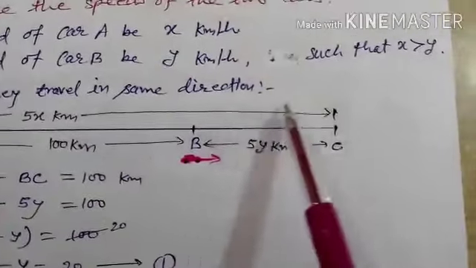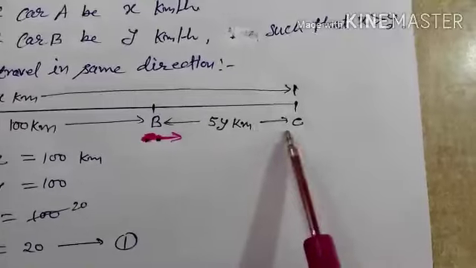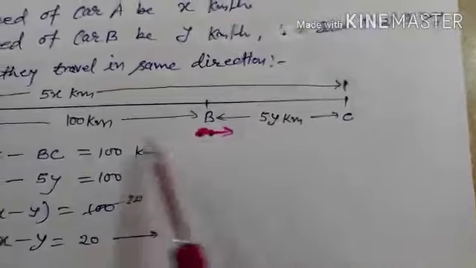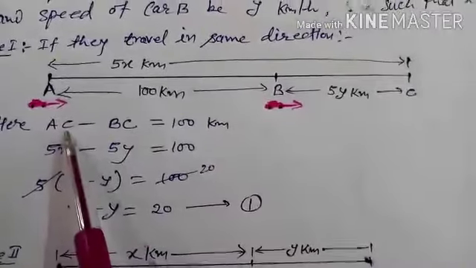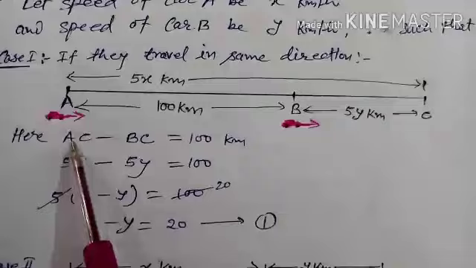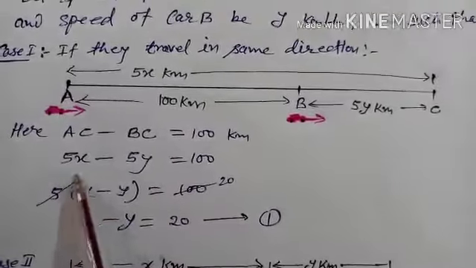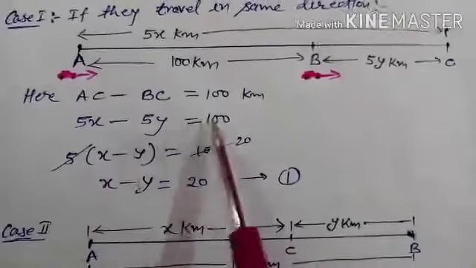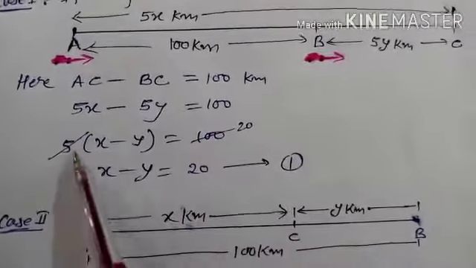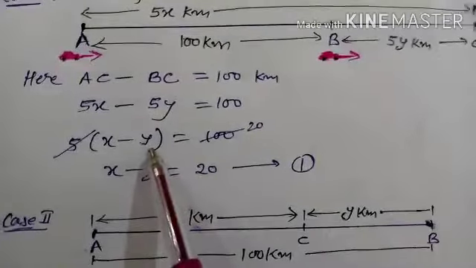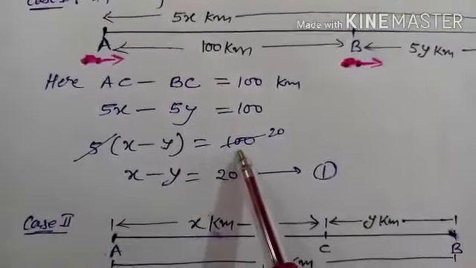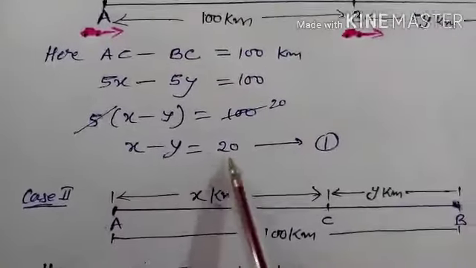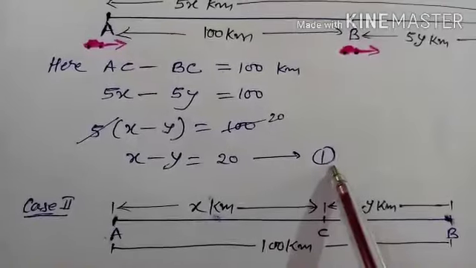Now AC is 5x km and BC is 5y km, so their difference AC minus BC is 100 km. From A to C the total distance is 5x, from B to C the total distance is 5y km, so 5x minus 5y is equal to 100. 5 is common and only x minus y remains, 5 and 100 cancel out, so it will be 20. So our first equation is x minus y equal to 20, equation number 1.